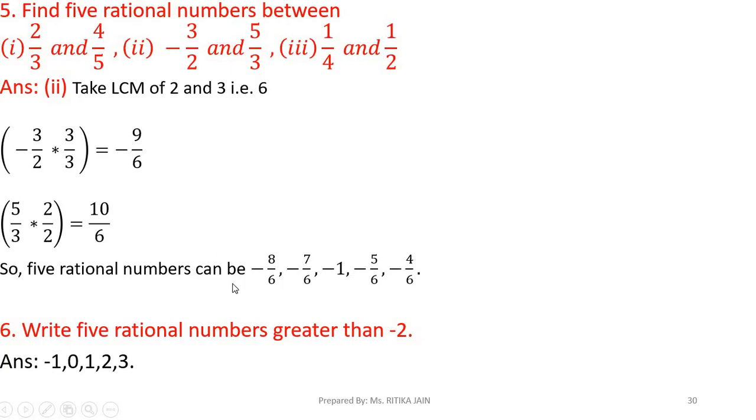So the 5 rational numbers can be minus 8 by 6, minus 7 by 6, minus 1. Here minus 1 I have written as minus 6 by 6. On simplification it will give us minus 1. Minus 5 by 6, minus 4 by 6 and so on. Clear children? Sixth question: write 5 rational numbers greater than minus 2. Again you will get infinite numbers which are greater than minus 2. Such numbers can be minus 1, 0, 1, 2, 3. We are asked for only 5 rational numbers, so we will end the solution here. Okay.